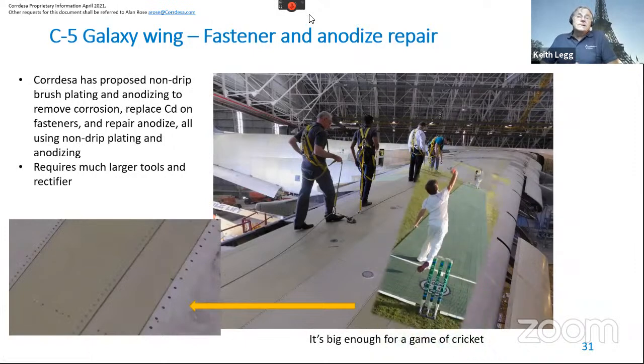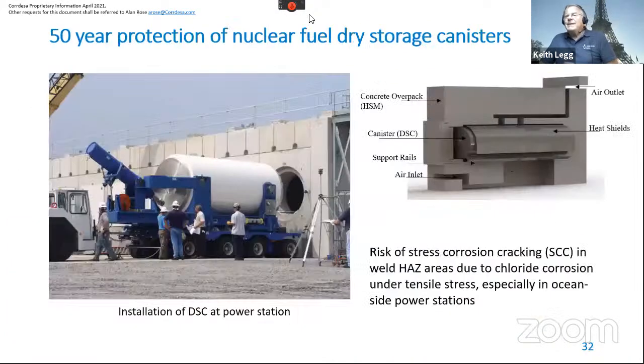If you click the thing again, I think you can see what else. This is something else you can do. You can actually play cricket. It's big enough for a cricket pitch up on a wing like this. We couldn't get them to let us do that because Americans don't play cricket.